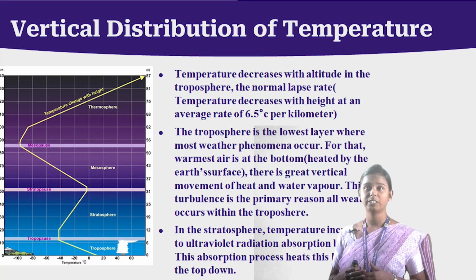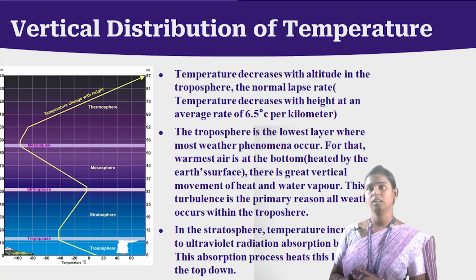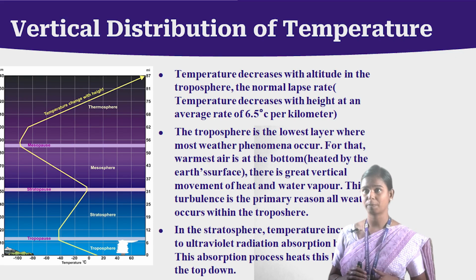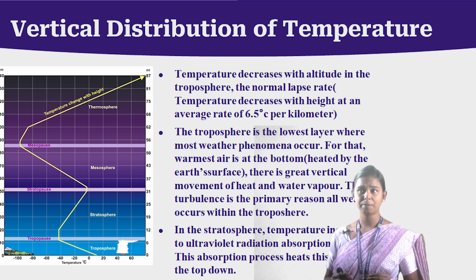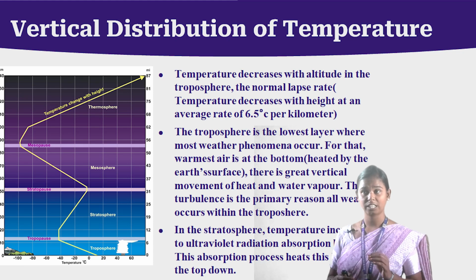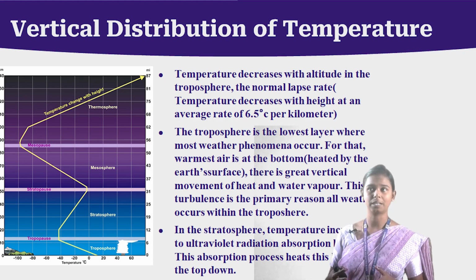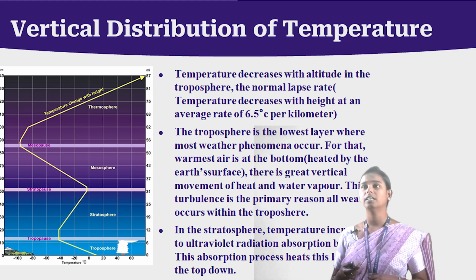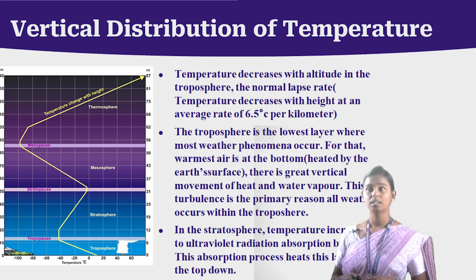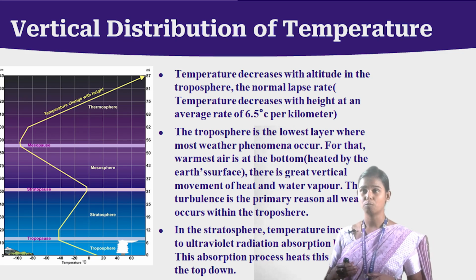Vertical distribution of temperature. Okay, the temperature decreases with altitude in the troposphere. In the normal lapse state, what is the normal state? The temperature decreases with height at an average rate of 6.5 degrees Celsius per kilometer. So this is called the normal lapse rate. Okay, the troposphere is the lowest layer where most weather phenomena occur.